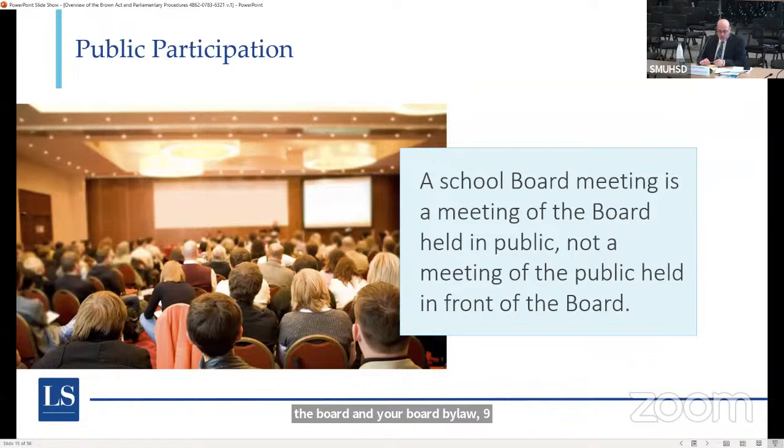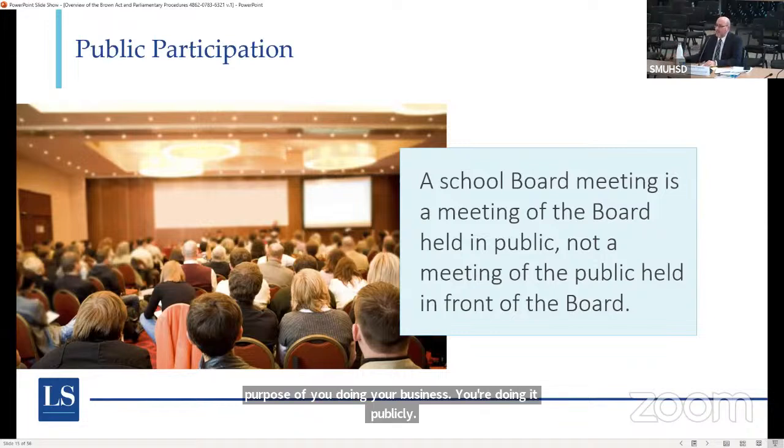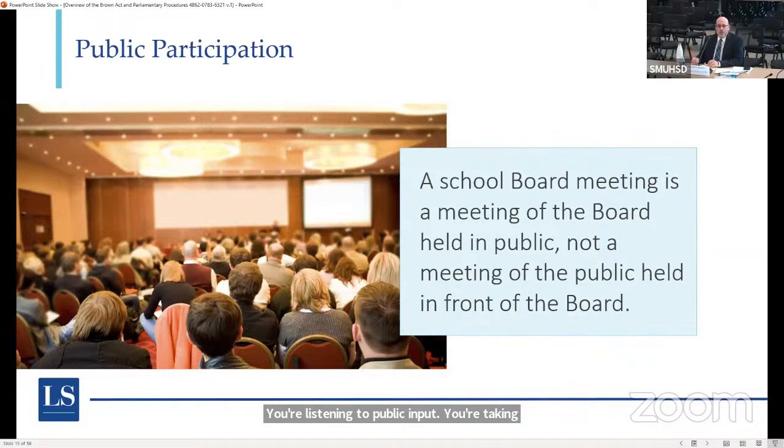Meetings of the governing board are conducted for the purpose of accomplishing district business. It is not for the purpose of public input. It is for the purpose of you doing your business. You're doing it publicly. You're listening to public input. You're taking it into consideration. But the primary purpose of your meeting is not for the public to have a town hall. And that's really hard for people to understand.